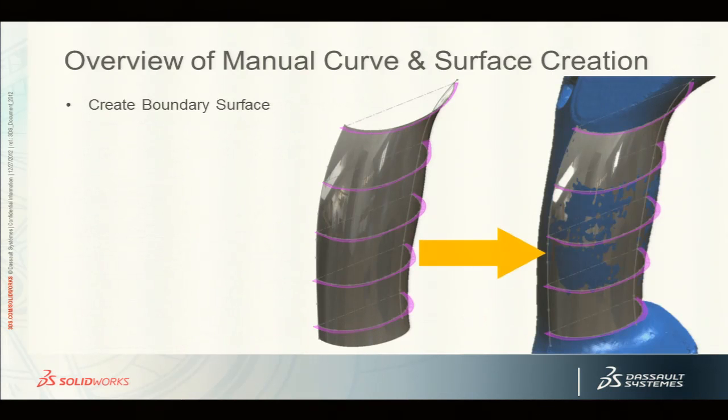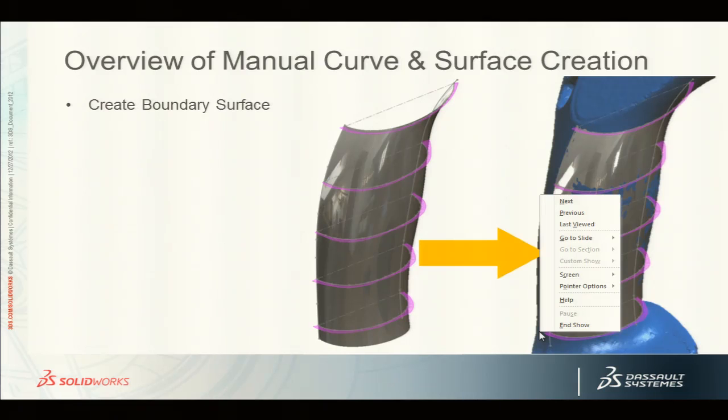So now that I have everything, I've created a boundary surface. You can see I have a pretty good fit. But I'm an industrial designer and I'm a perfectionist. I'm not happy yet. It's not good enough for me. So what am I going to do?